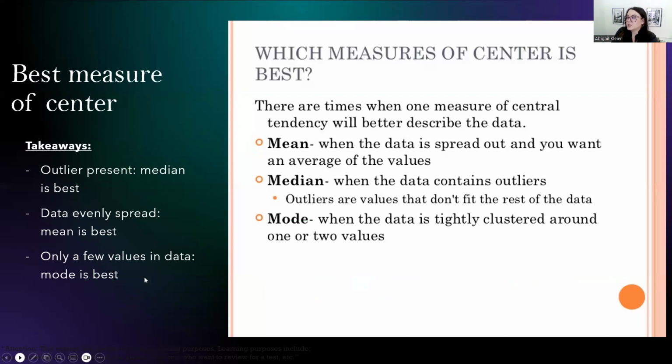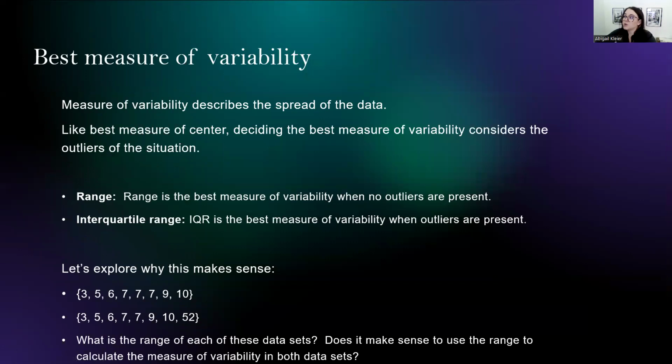Following best measure of center is best measure of variability. So best measure of variability also describes the spread of the data. Just like with best measure of center, when we're talking about measure of variability, we consider whether or not there are outliers. The two measures of variability that we looked at in class were range and interquartile range.